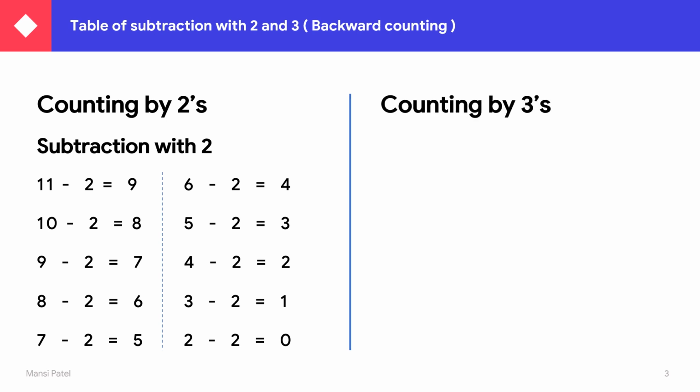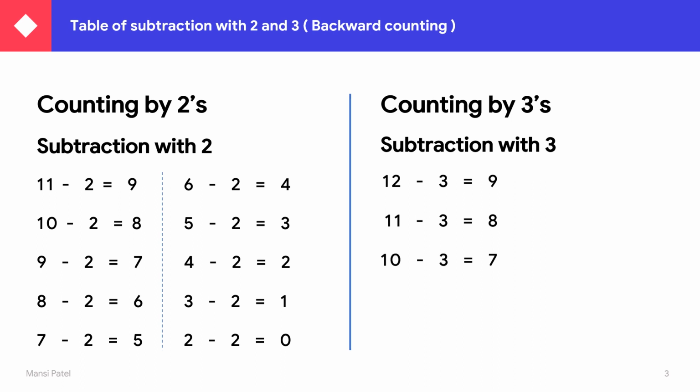In this counting by threes, we have to subtract 3 from each number. Subtraction with 3. Your first number is 12. 12 minus 3 is equal to 9. 11 minus 3 is equal to 8. 10 minus 3 is equal to 7. 9 minus 3 is equal to 6. 8 minus 3 is equal to 5.